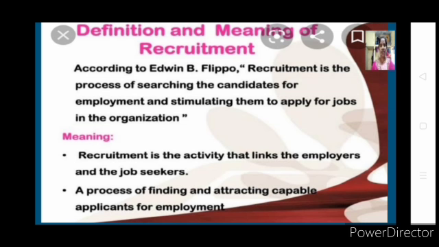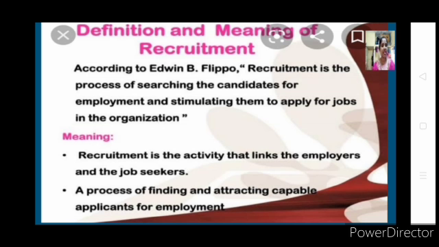This is the definition given by Edwin B. Flippo. It can be asked for 2 marks. It's a simple definition, I feel, so I have selected this. Then to be more clear about the meaning of recruitment, you have the meaning here: recruitment is the activity that links the employer and the job seekers.